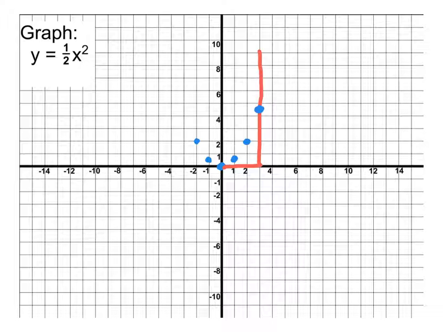And then we can just keep plotting these points as we go along. So over 4 is normally up 16. What's half of 16? 8. So it's going to be over 4 and up 8. And I can do that on both sides.